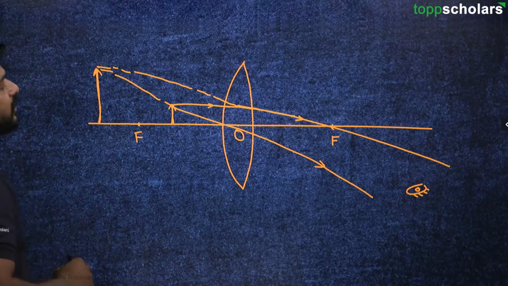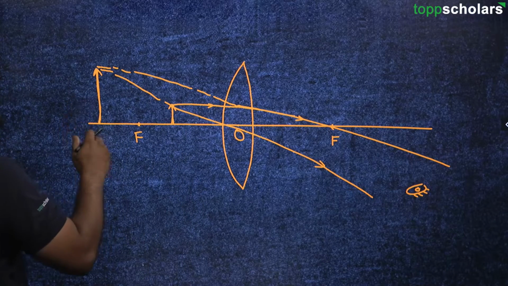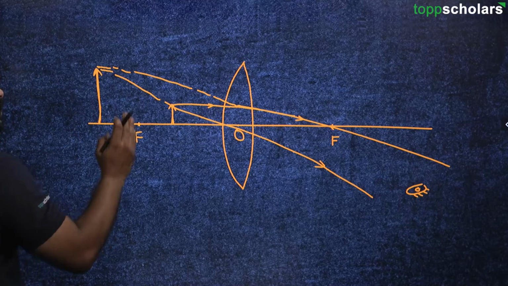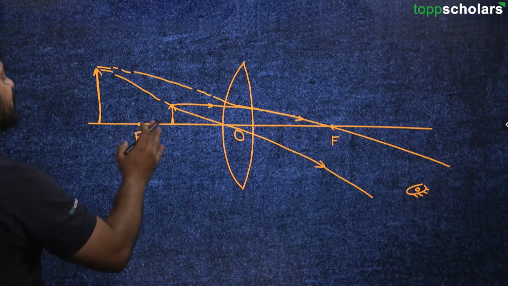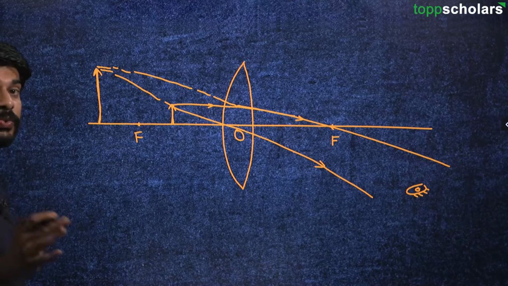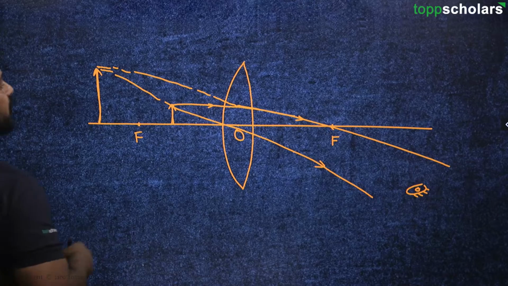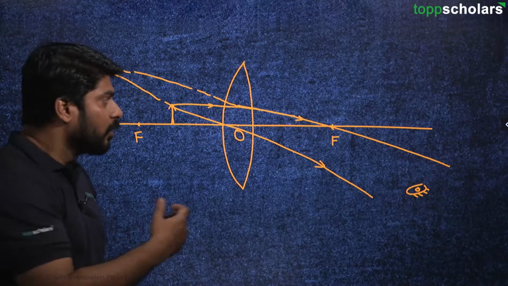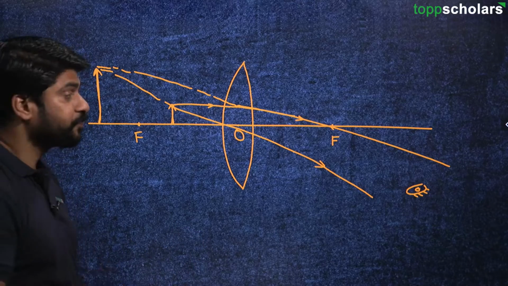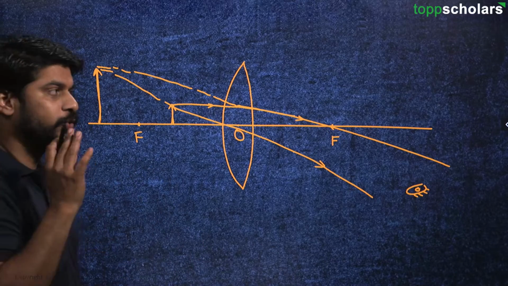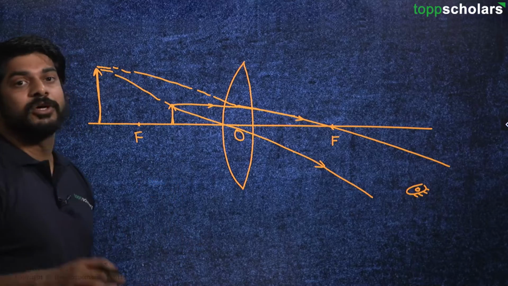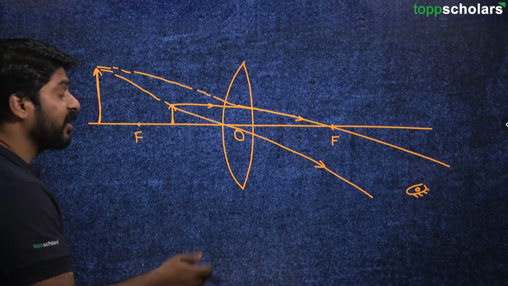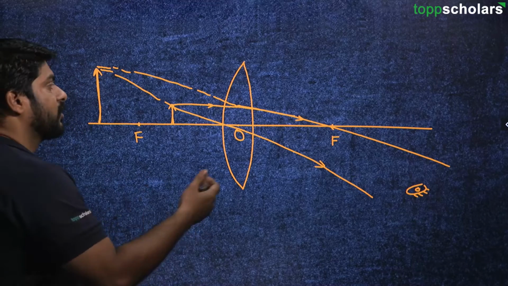In this case, as we can see, a virtual, erect and magnified image of the object is formed, and this is the particular case that is used in magnifying lenses. So this is one of the diagrams that we have drawn here. There are a few more cases that you have to also draw. Also in these cases, we have to talk about the magnification, whether it is positive or negative.